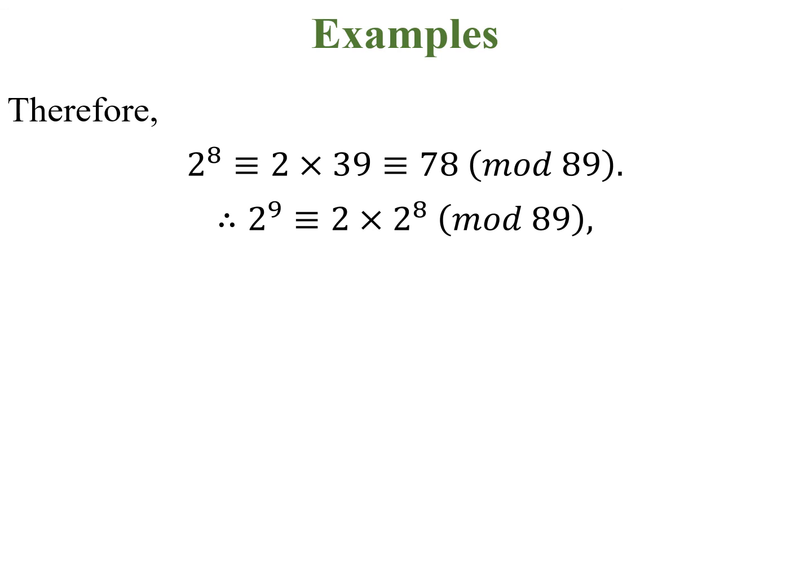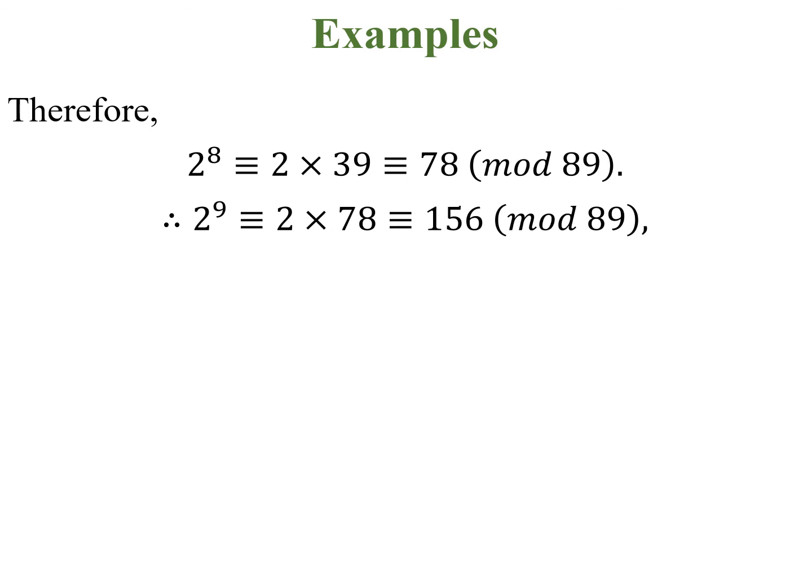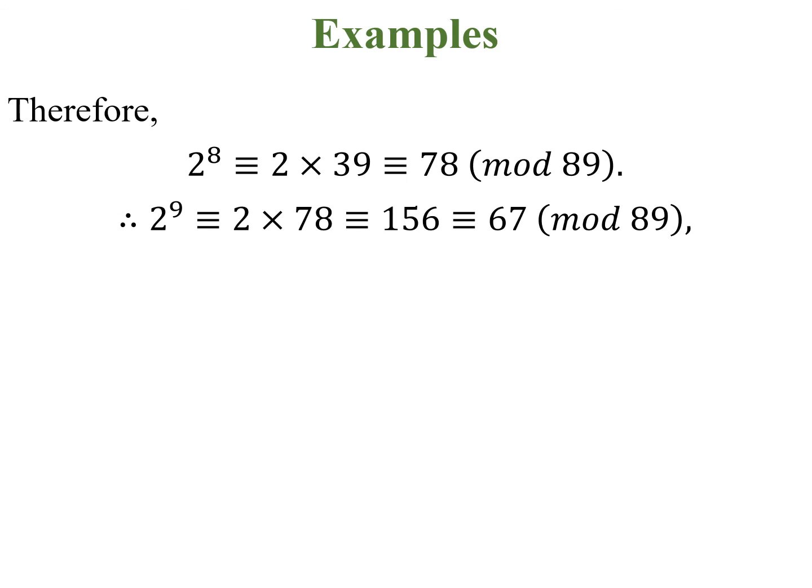It is 2 times 2 raised to 8, but 2 raised to 8 is congruent to 78. So you can replace this as congruent to 78 modulo 89. 78 times 2 is 156, so it will be congruent to 156 modulo 89. Now 156 is greater than 89, so you have to subtract 89 from 156 and you will get 67. So it will be congruent to 67 modulo 89.